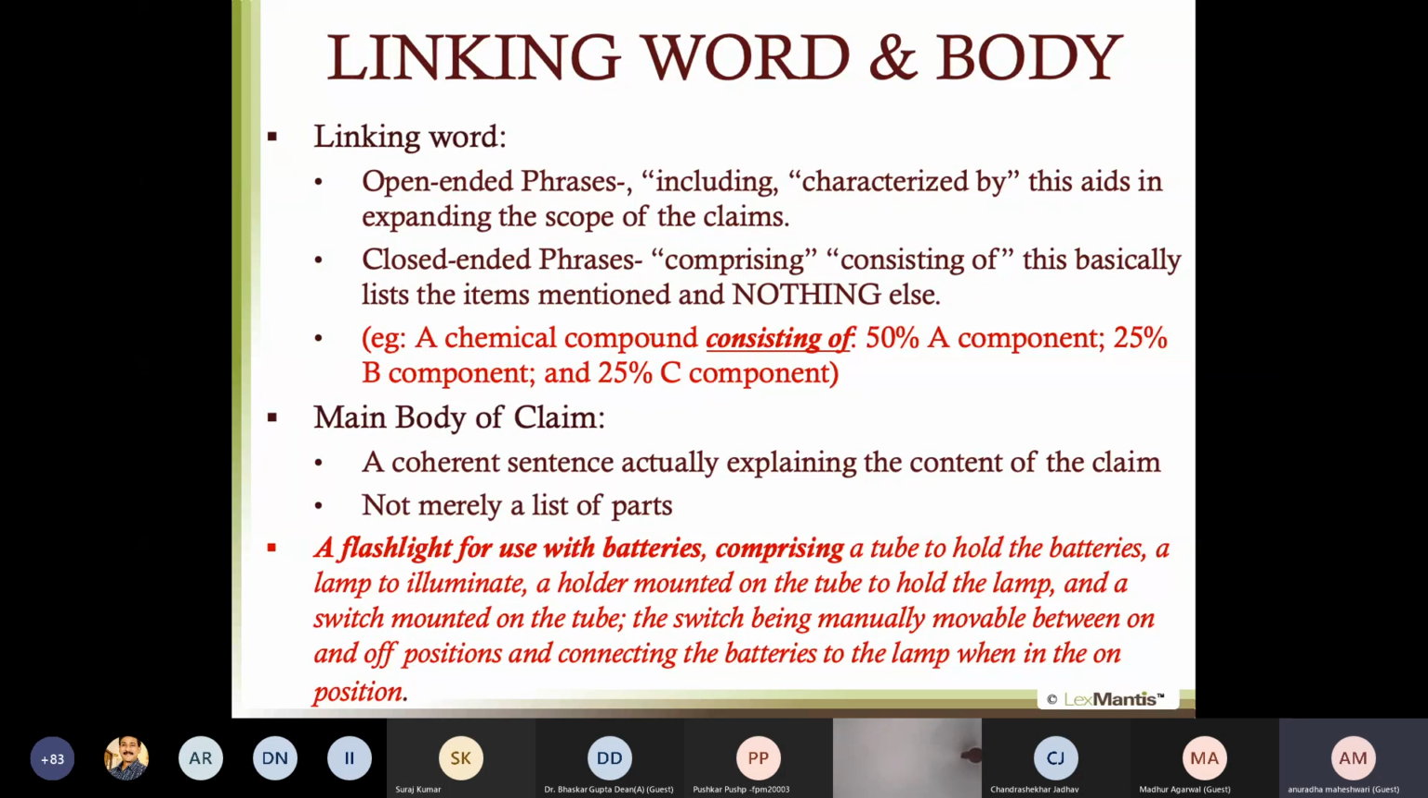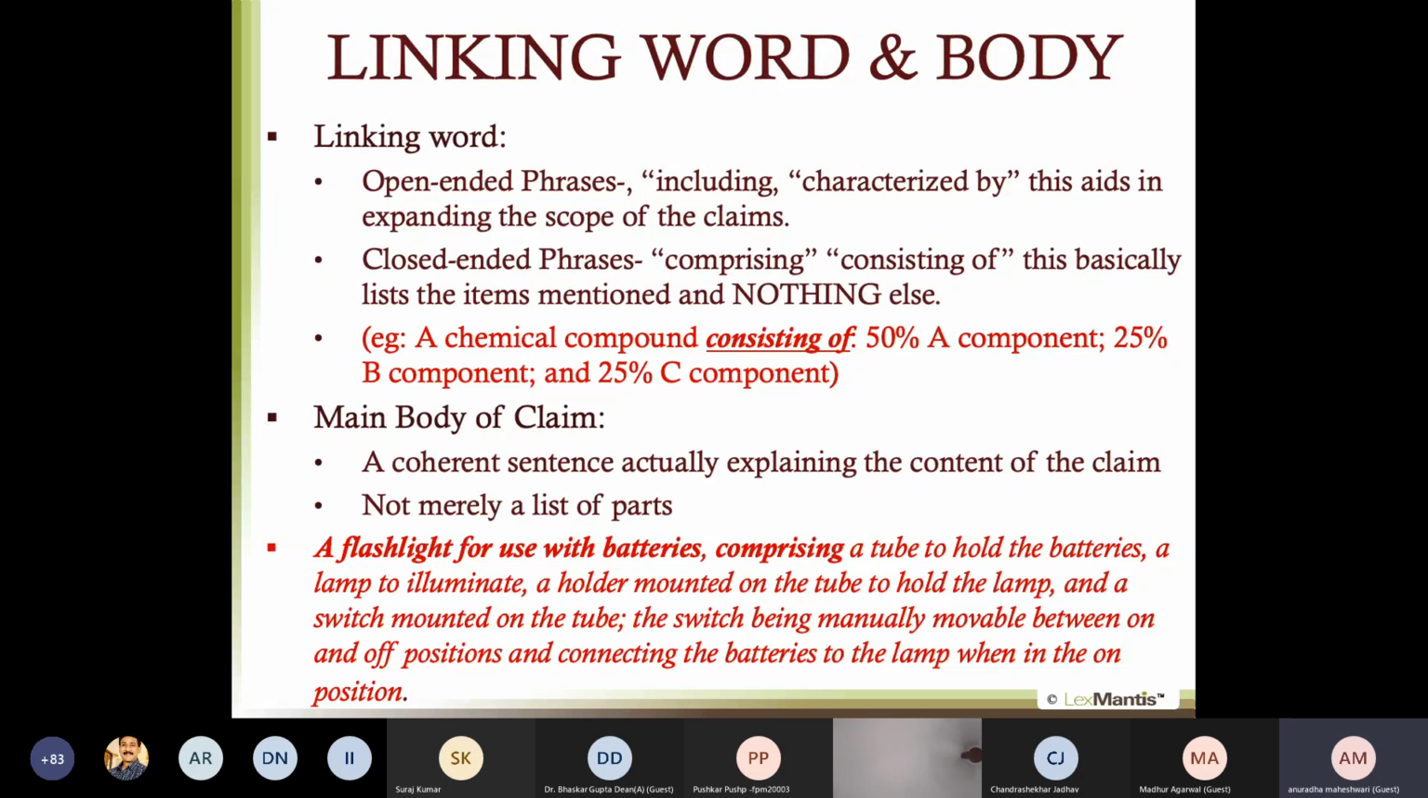Now the question that arises is, is this what you want to convey? Because then the chemical compound's nature itself will change. So we don't want to convey something which is not intended. Therefore, in cases of chemical compounds, it's very important to be very precise. And therefore, words like consisting of, comprising of are very, very important.